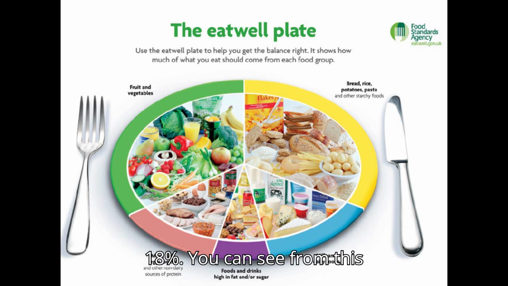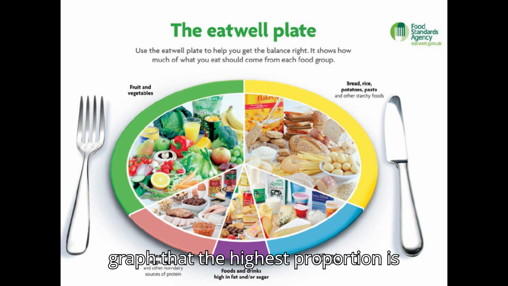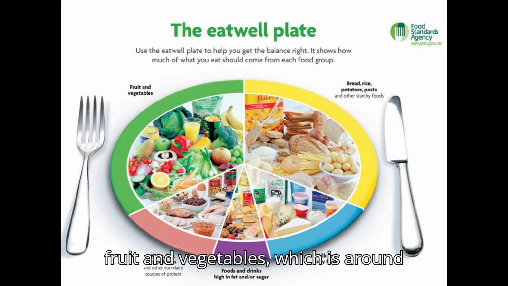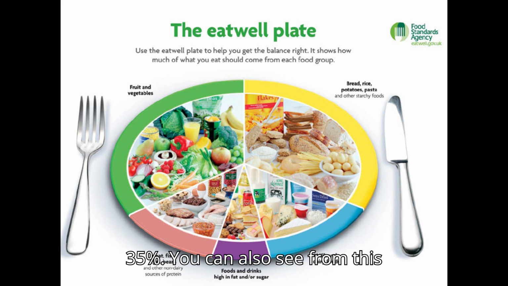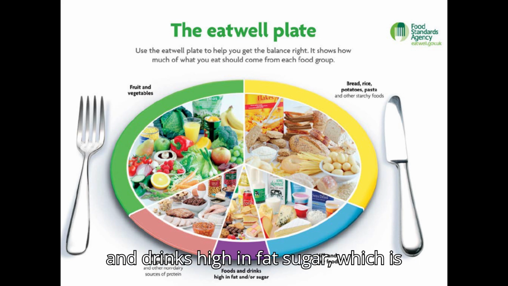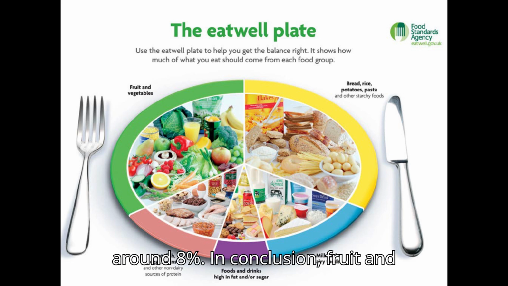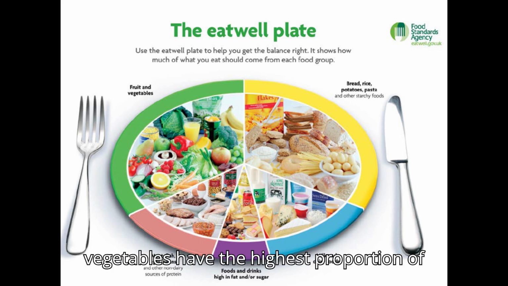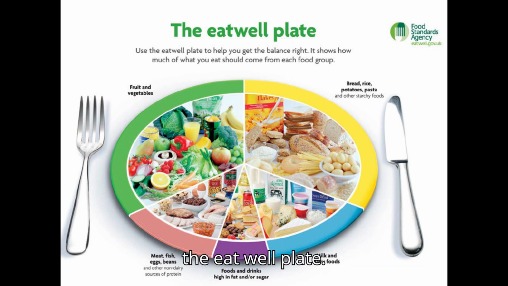You can see from this graph that the highest proportion is fruit and vegetables, which is around 35%. You can also see from this graph that the lowest proportion is food and drinks high in fat, sugar, which is around 8%. In conclusion, fruit and vegetables have the highest proportion of the Eat Well plate.